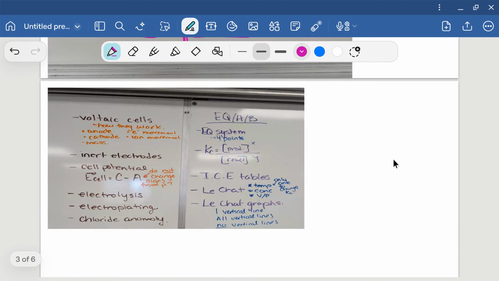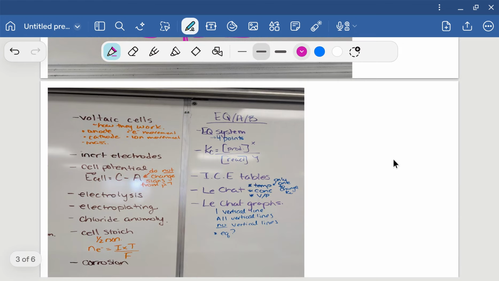Now, that's the first half of electrochem. The second half of electrochem is about the cells. So I have, and it's written very small here, but voltaic cells. You want to know how they work. How do you identify your anode, your cathode? Knowing your anode undergoes oxidation. Your cathode is reduction. Knowing electrons always move from the anode to the cathode.